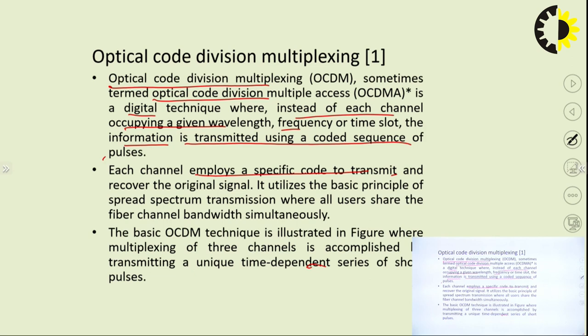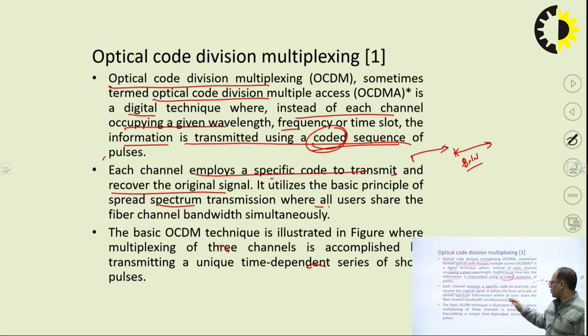Clear? In the earlier cases, we discussed that each channel occupies a given wavelength, frequency or time slot, but here each channel or each piece of information is transmitted using a specific coded sequence. Each channel employs a specific code to transmit and recover the original signal. So when the signals are transmitted over the same channel with specific codes, there is efficient utilization of bandwidth, because all users are using the same channel, or the same bandwidth. So there will be efficient utilization of the spectrum. Clear? All users share the fiber channel bandwidth simultaneously. Clear?